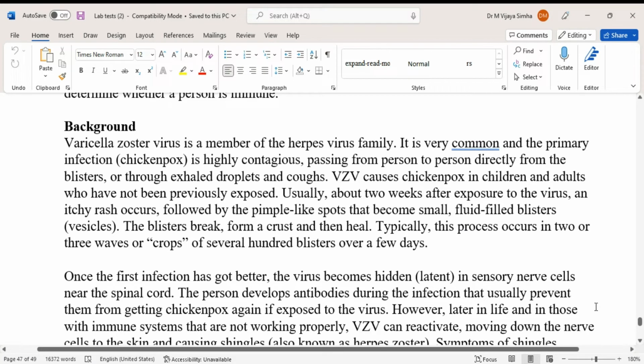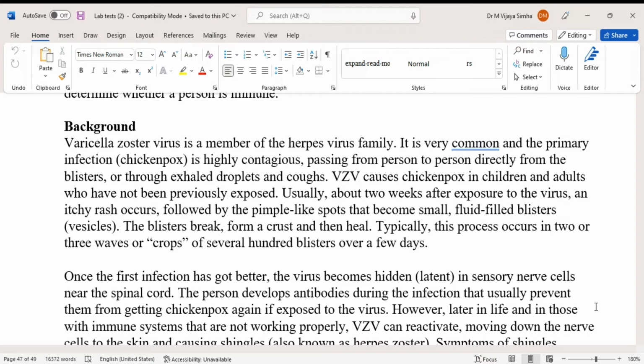Background. VZV, Varicella Zoster virus, is a member of the Herpes virus family. It is very common and the primary infection, called chickenpox, is highly contagious, passing from person to person directly from the blisters or through exhaled air droplets and coughs.